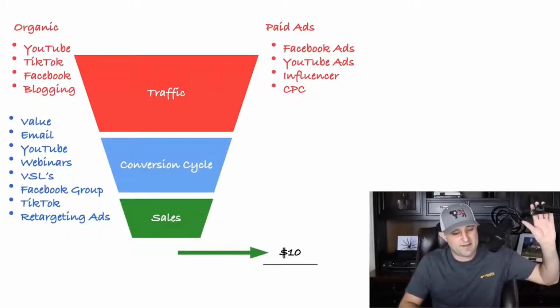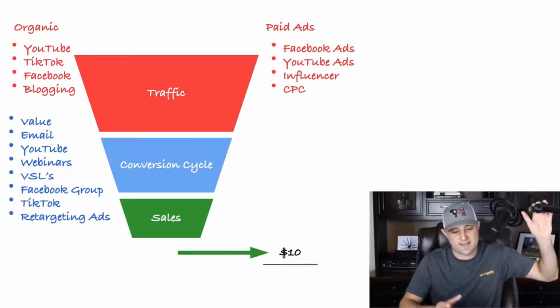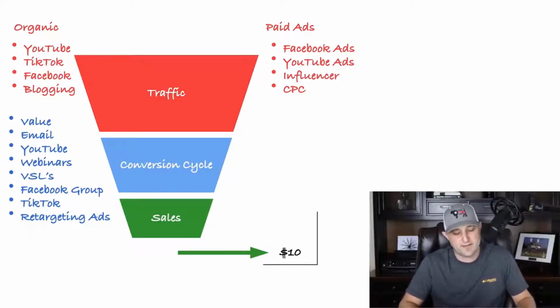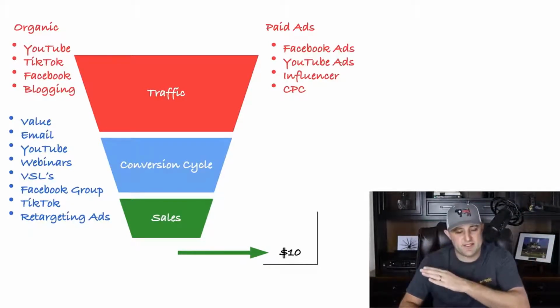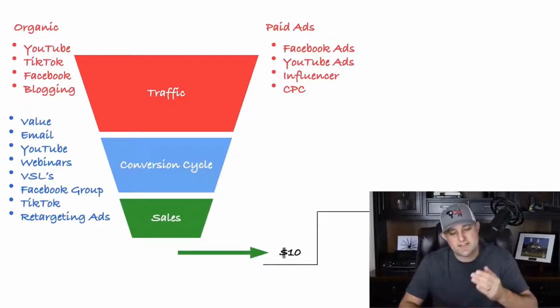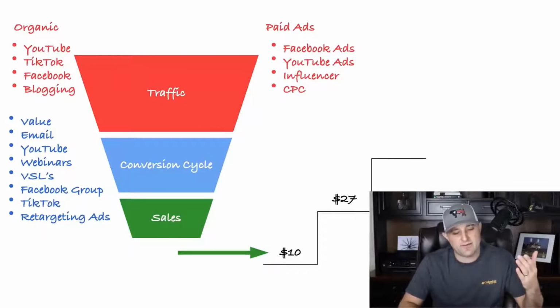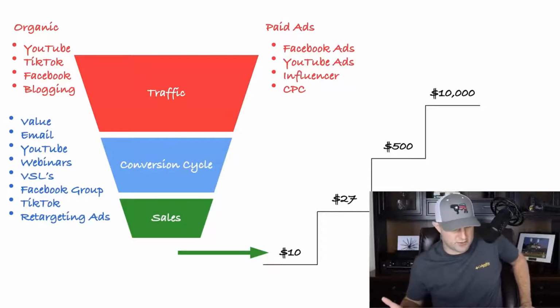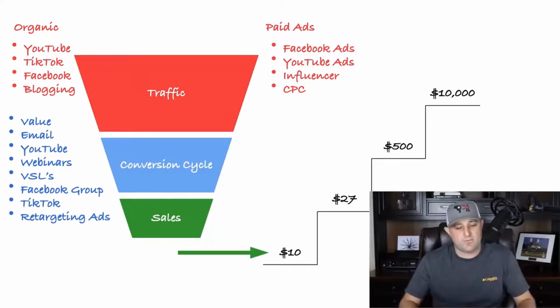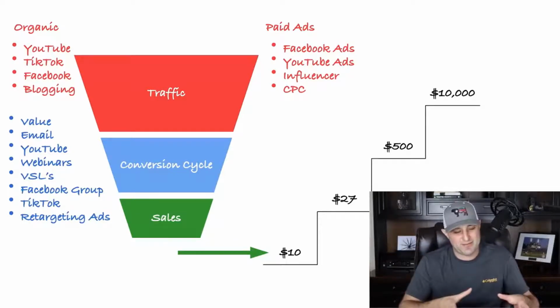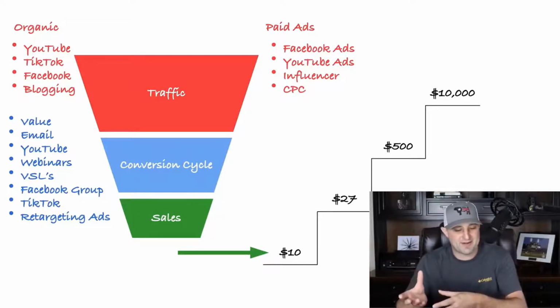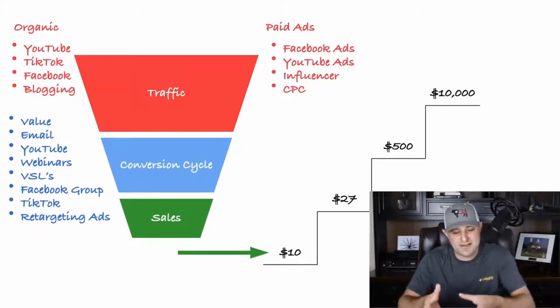So for instance, we might make the first sale as a low ticket $10 offer with our conversion cycle. But then in the back end, after they've purchased, they've become a customer now. We're going to move them up the value ladder. Maybe we're going to offer them a $27 product, and then maybe we're going to offer them a $500 product, and eventually maybe we'll offer them something like a $10,000 private coaching or mastermind, right? So not everyone who buys a $10 product is going to buy a $27 product, just like not everyone who buys a $27 product is going to buy a $500 product, just like not everyone who buys a $500 product is going to buy a $10,000 product, of course.